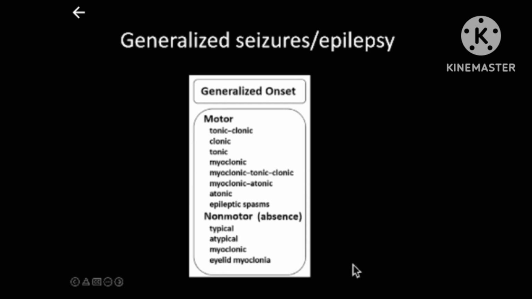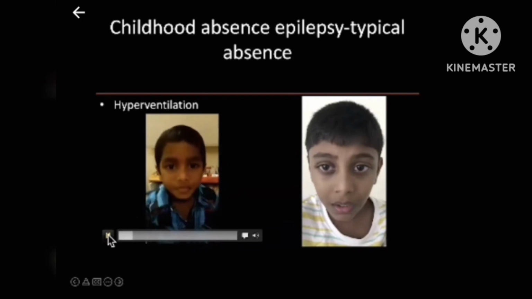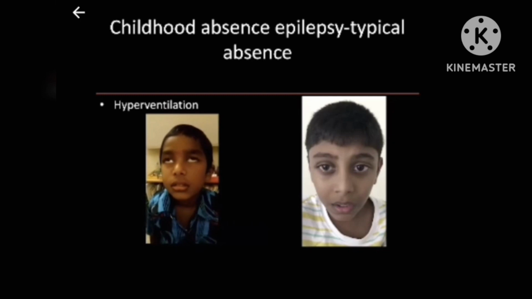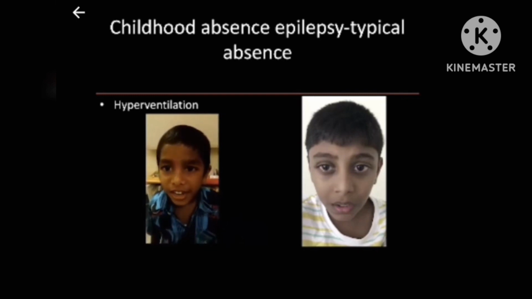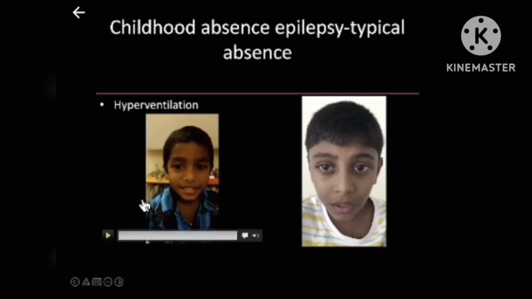So let me start off with the generalized seizure, because this is very important. And these can be diagnosed in the clinic, in the outpatient. He's about a 9-year-old boy. Just watch him, see what he does. I'm asking him to hyperventilate in the clinic. And he's hyperventilating, and now he's unaware. He's not answering my question. Eyes are open. You saw that? He responds as soon as it is over, so he was densely absent for about 5 seconds.